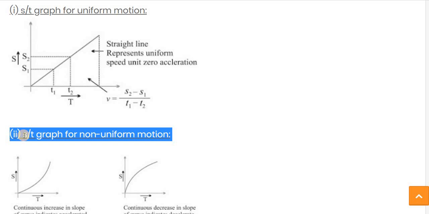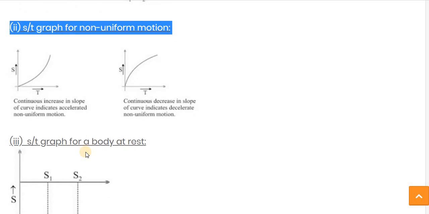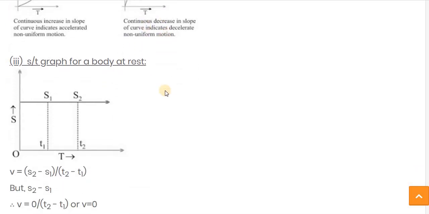The second graph that we have seen is the distance versus time graph for non-uniform motion. In that there are two kinds of graph, one for accelerated non-uniform motion and another for decelerated non-uniform motion. And last, we saw the graph for a body which is at rest. In such a case we get this kind of graph.